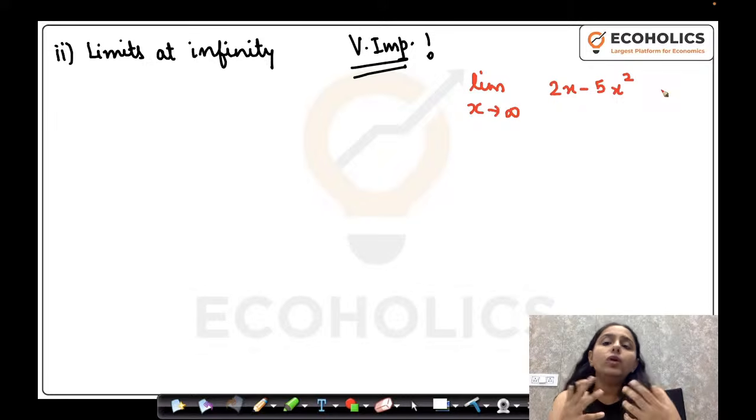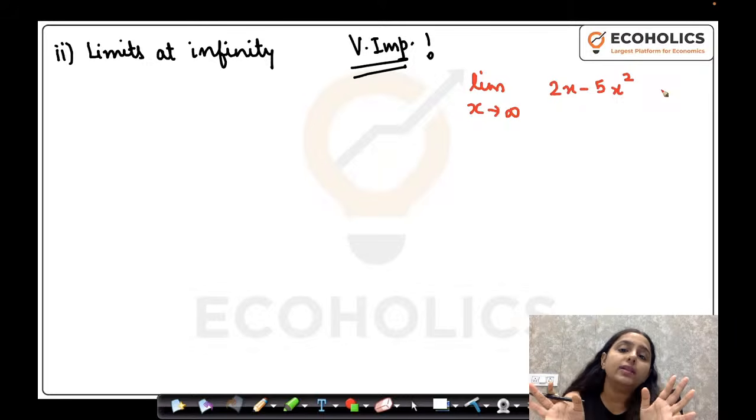But I don't know now whether 2x will be a bigger infinity or 5x square will be bigger. Because sign कि positive infinity आएगा या negative infinity आएगा, I don't know. What if they are equal to each other? So I don't know anything. So this is a not defined way. So limits at infinity को we don't solve like this.